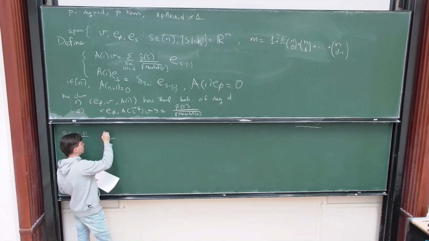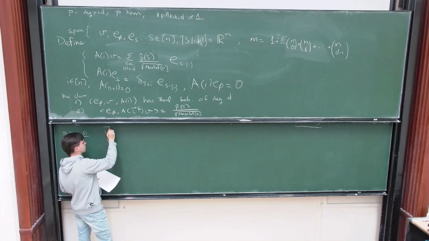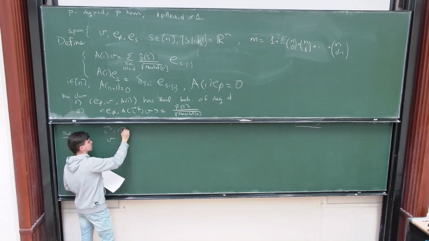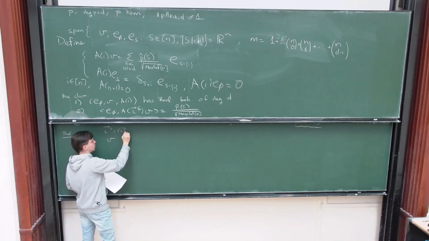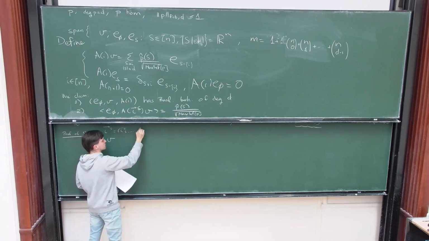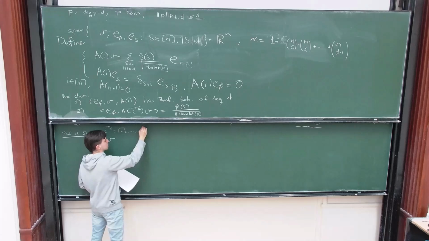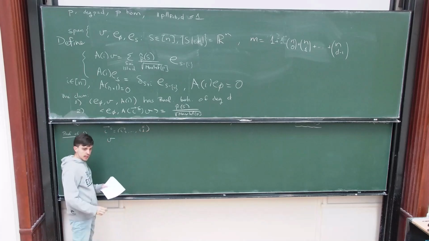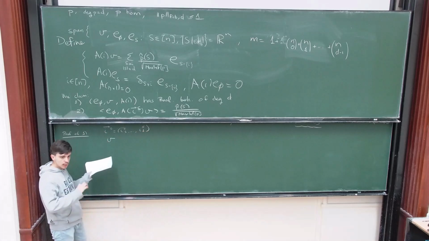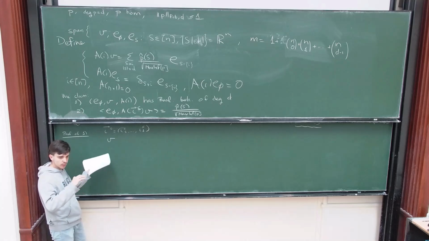So we are going to pick a vector. We are going to write it as i_1, ..., i_d, and let's see what happens when you apply these matrices to v.